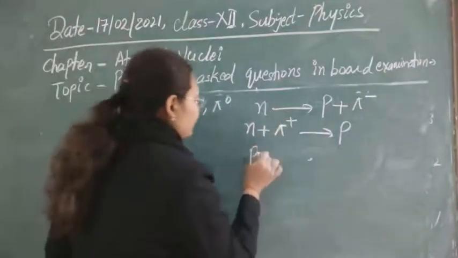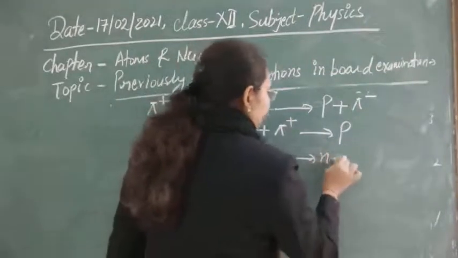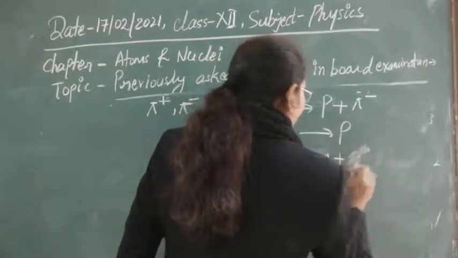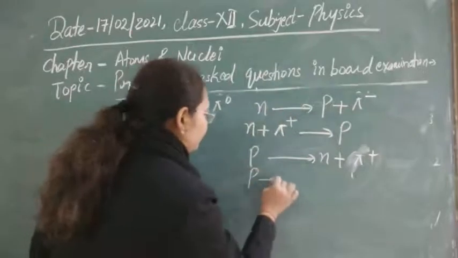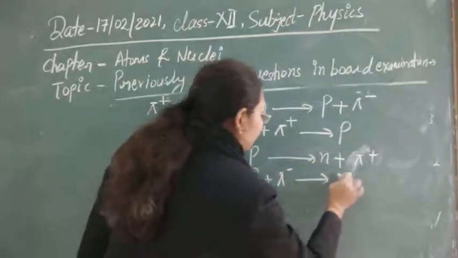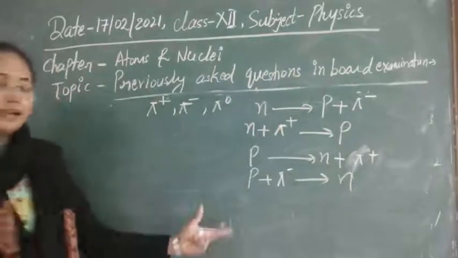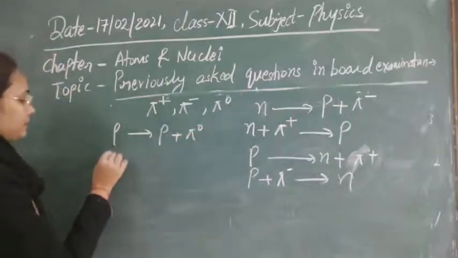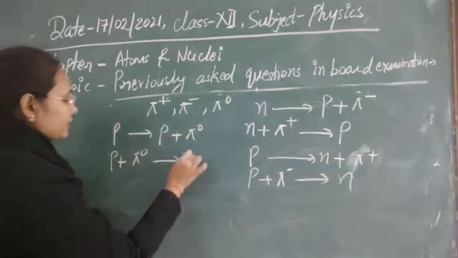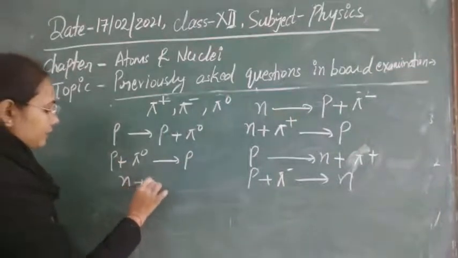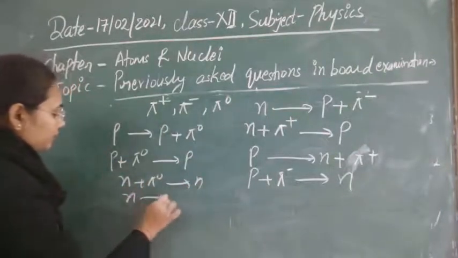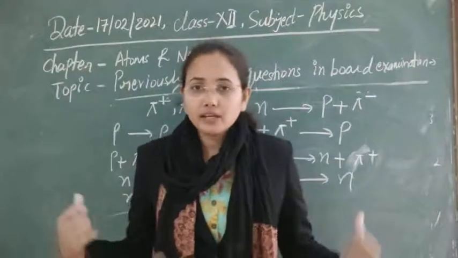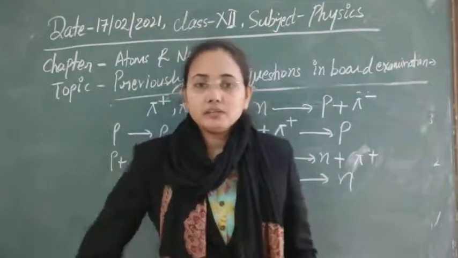In the same way, you can understand, if any proton is converting into a neutron, then it emits a pi plus particle, or if any proton is absorbing a pi minus particle, then it is converted into a neutron. Again, if any proton is converting into a proton, it can emit a neutral pi meson, or if it is absorbing one, it can convert. In the same manner, a neutron can be converted into a neutron by absorption or emission of a neutral pi particle. Clear?